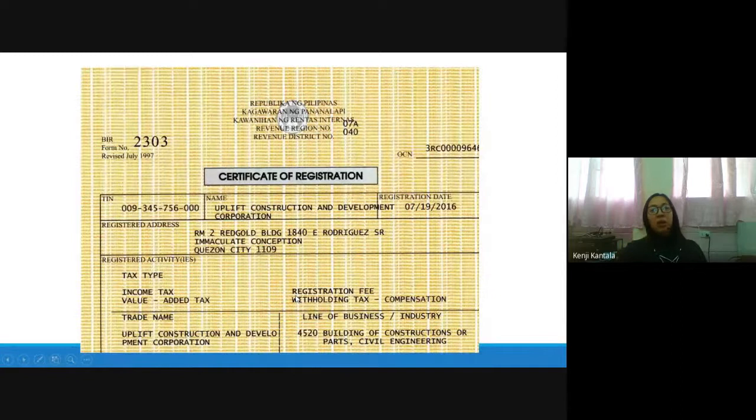So kung wala kayong empleyado, then you are not required to pay for your withholding tax compensation. Pero kapag may empleyado kayo, you are required to pay for that. And then kapag nag-rent kayo, you are also required to pay for withholding tax final. Pero kapag hindi naman, wala na kayong babayaran ganun. So it depends on every business. So that is a sample certificate of registration.